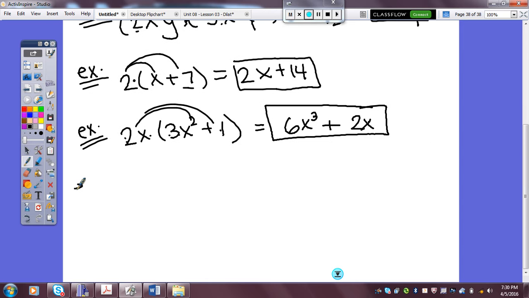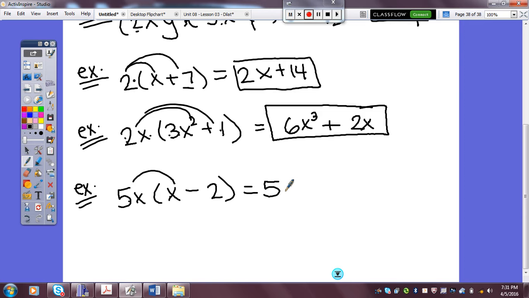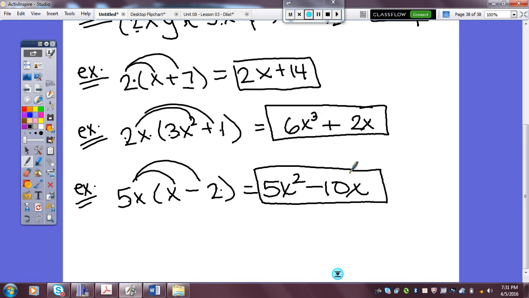Let's look at another one. 5x times x minus 2. 5x times x. Well, 5 can't be multiplied with anything, so it's 5. x and x make x squared. 5x times negative 2. Well, 5 times negative 2 is negative 10. x can't be multiplied with anybody else, so it's just x. Can I add x squared and x up? No, because this one has an exponent, this one doesn't. I'm done.